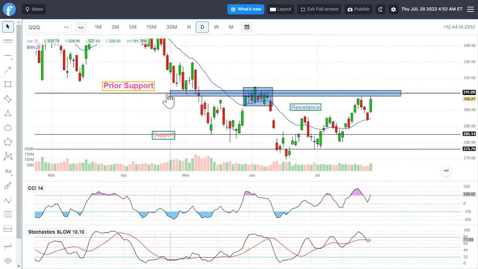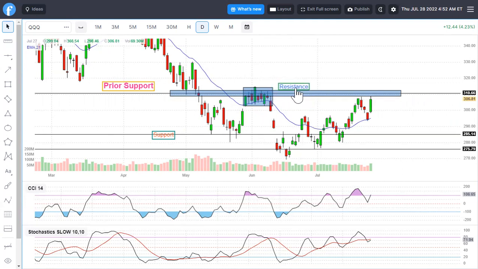So as we get started here, this area here, this line used to be support. And it was support because, we know a support area, it ceased to go any lower there. It went up, right? And then it eventually broke. So this became prior support. And we know that if this was prior support, it now becomes what? Resistance. Yay, right?